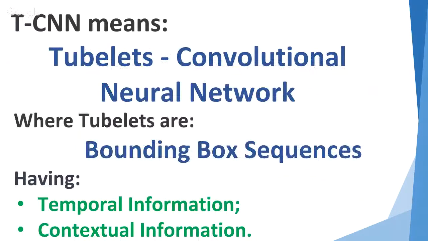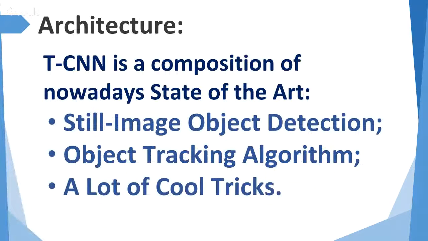So this is TCNN, which, as I said, means Tubelets Convolutional Neural Network, where tubelets are sequences of bounding boxes taken from different screenshots and frames of the video, and that have temporal and contextual information. In the architecture, I will show the architecture, which is easier to explain afterwards. TCNN is a composition of nowadays state-of-the-art still image object detection and tracking algorithms, and a lot of cool tricks that they use to put information inside the still image object detection.